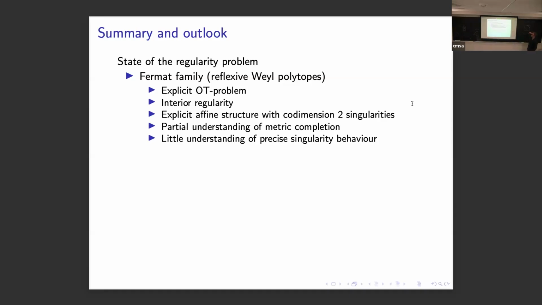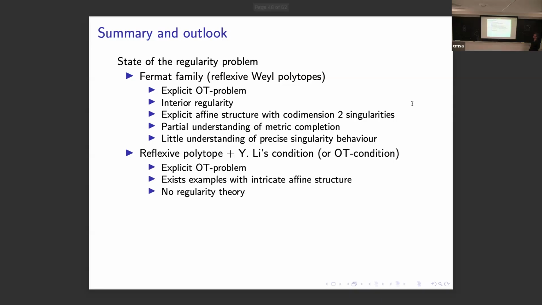But then we have the interior regularity, we know the affine structure, and we have at least a partial understanding of the metric completion. But as I mentioned, we don't know so much about more precise singularity behavior. So then for a reflexive polytope where you assume this optimal transport condition, then you know that you're working with the right optimal transport problem. It's completely explicit. One way to know this condition would be to assume Yang-Li's condition.